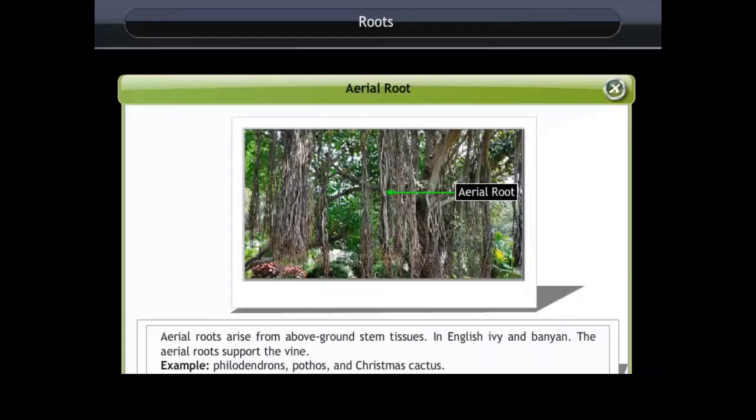Aerial roots. Roots arise from above ground stem tissues, like the English ivy and banyan. The aerial roots support the vine. Example, philodendrons, pothos and Christmas cactus.